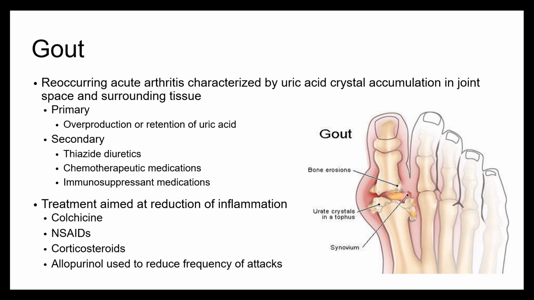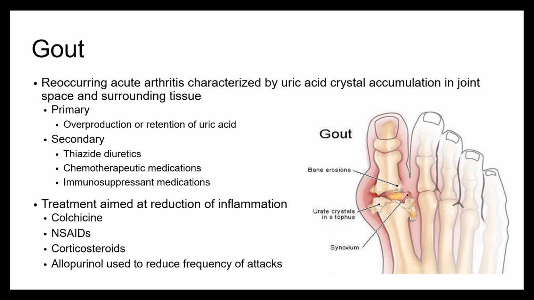Oftentimes, the diagnosis of gout can be placed with the history and physical of the presenting symptoms along with the uric acid levels being elevated. However, definitive diagnosis can come from the presence of urate crystals found in synovial fluid that is actually aspirated from the joint. Normal uric acid levels should be between 2 and 7. Elevations found above 7 are going to be used to support the diagnosis of gout.